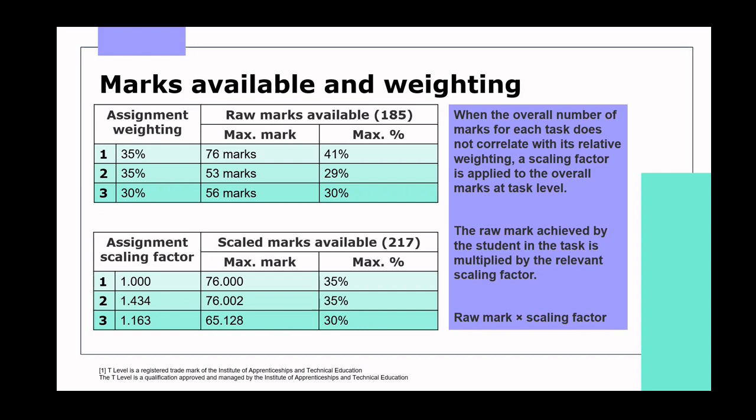So if we look at assignment 2, 53 raw marks available, but applying the scaling factor, multiplying by that number, 76. And now our weightings actually match what we wanted for the assignments.